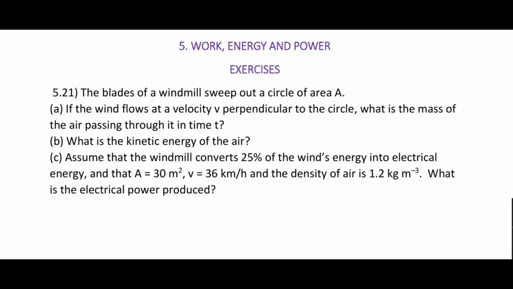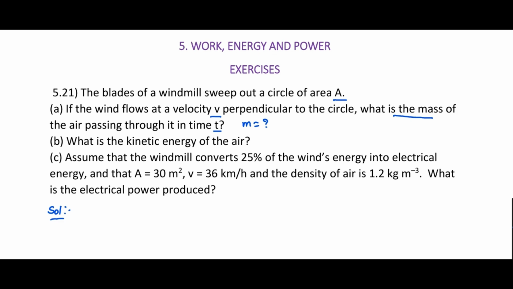Hello students, in this video we are going to discuss 5.21, 5.22, 5.23 from work, energy and power as per the new textbook. Here, 5.21, what the data is given: the blades of a windmill sweep out a circle of area A. If the wind flows at velocity V perpendicular to the circle, what is the mass of the air passing through it in time t? We need to find out mass.